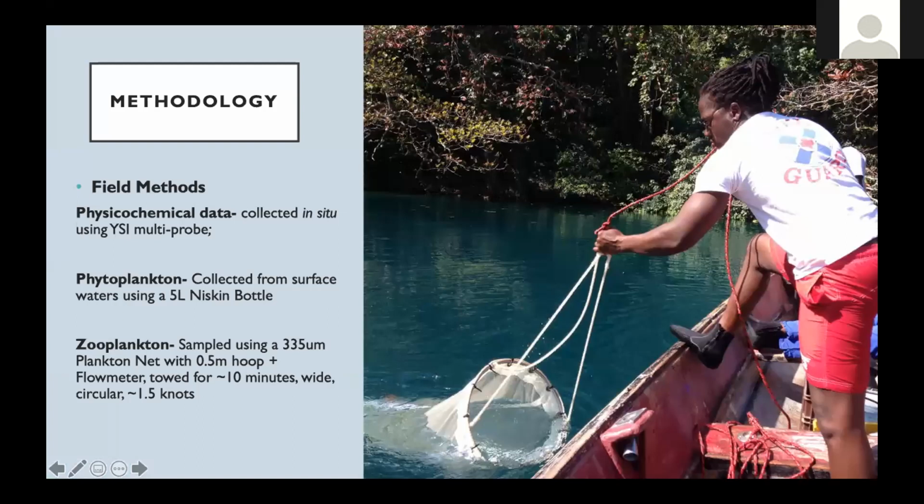So in terms of the methodology, the field methods include physical chemical sampling using a multiparameter. The phytoplankton samples were collected using a 5-liter Niskin bottle, and this was done just below the water surface. Zooplankton samples were collected using a 335 micron plankton net, used in conjunction with a flow meter. Those were done for 10 minutes in wide circles at approximately 0.5 meters per second.